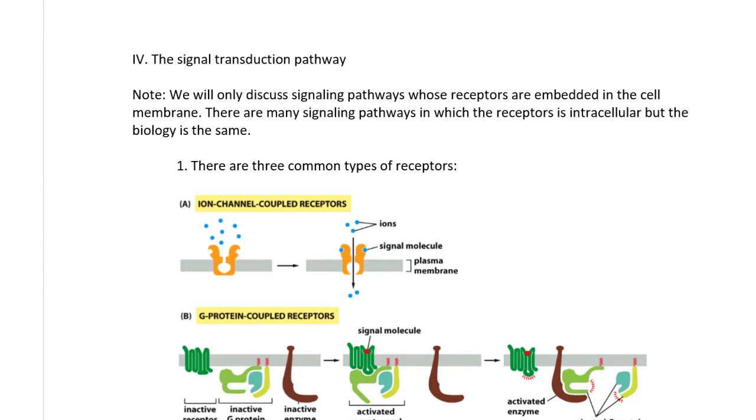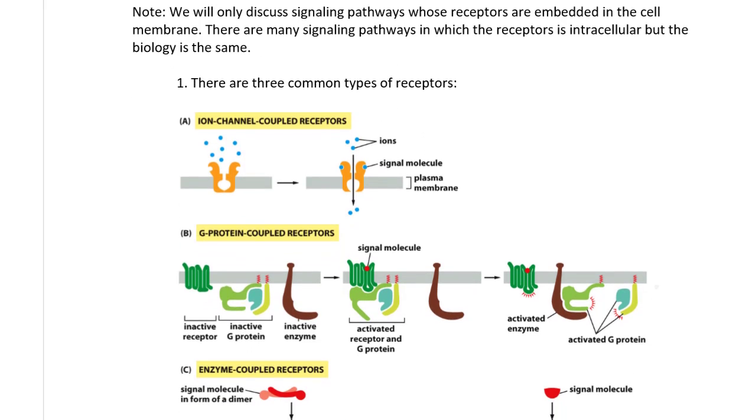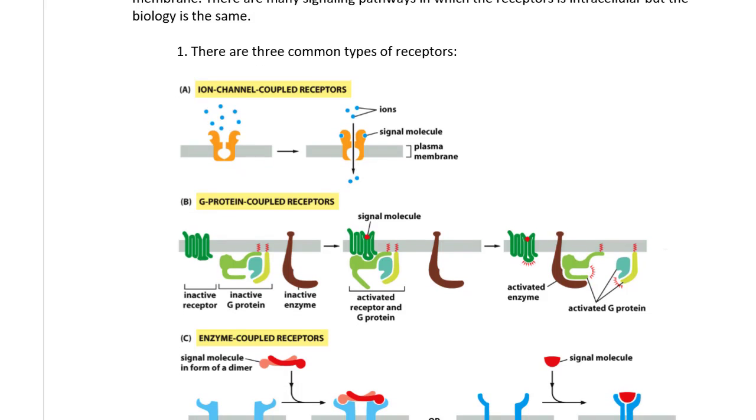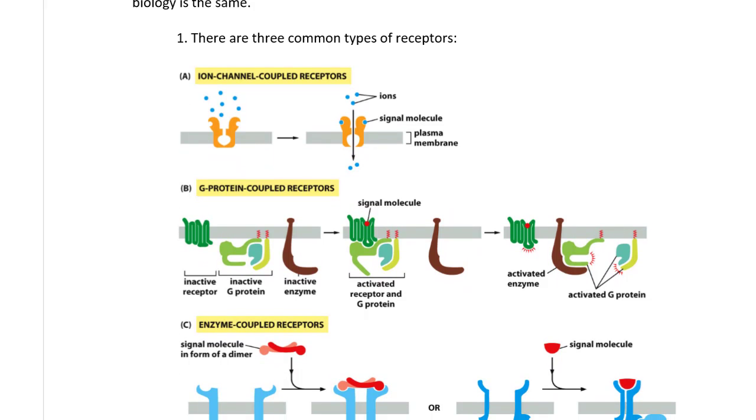The signal transduction pathway. We will only discuss signaling pathways whose receptors are embedded in the cell membrane. There are many signaling pathways in which the receptor is intracellular, but the biology is the same. So there are three types of receptors. We have ion channel coupled receptors, and these are the ones that we talked about in section 2, transmitter-gated ion channels. We have G-protein coupled receptors.